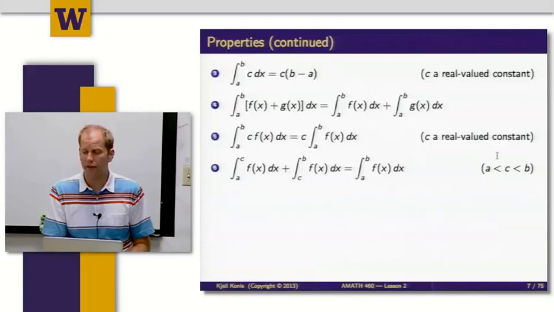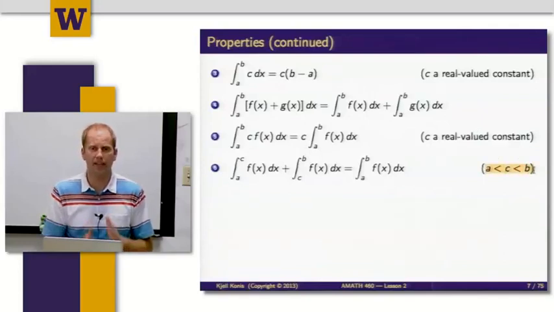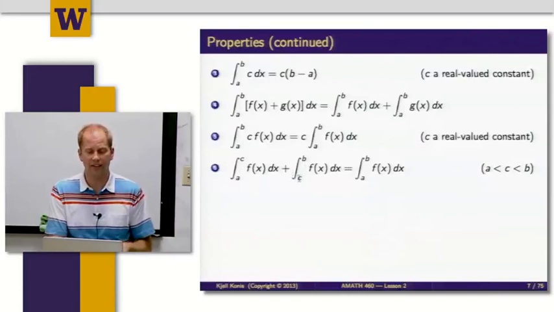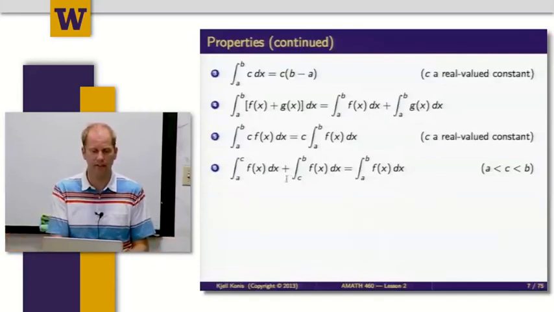And now I'm going to choose a point c that's strictly in between a and b. So I'm splitting up the interval ab into two pieces. And if I integrate the function f of x over the first piece and add that to the integral of f of x over the second piece, that's going to be equal to the value of the integral over the whole interval. So the integral from a to c of f of x plus the integral from c to b of f of x is the same thing as the integral from a to b of f of x.